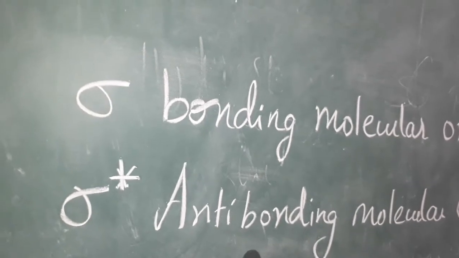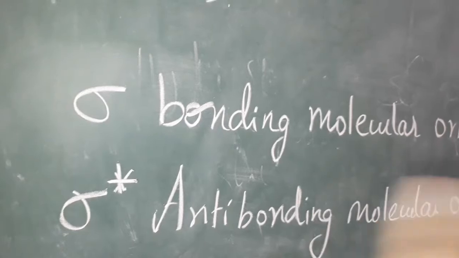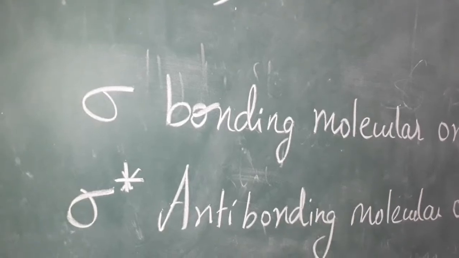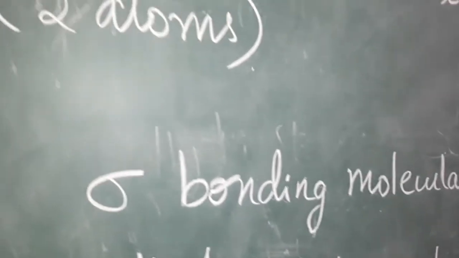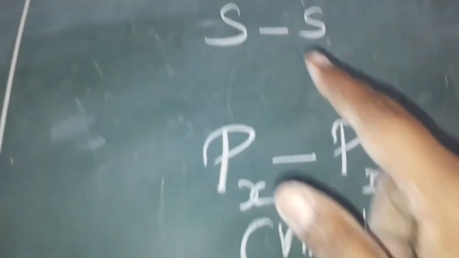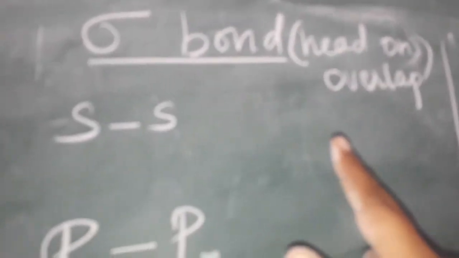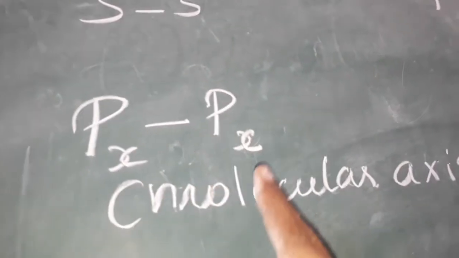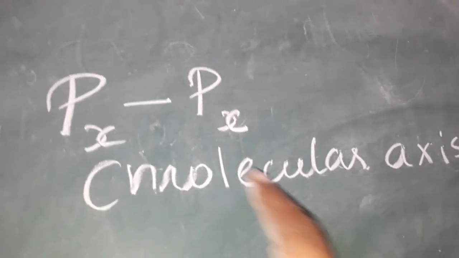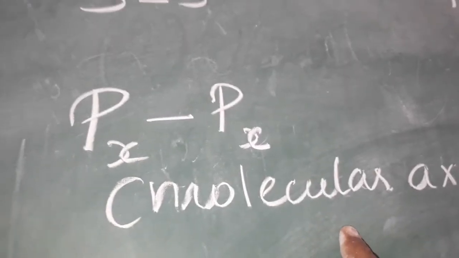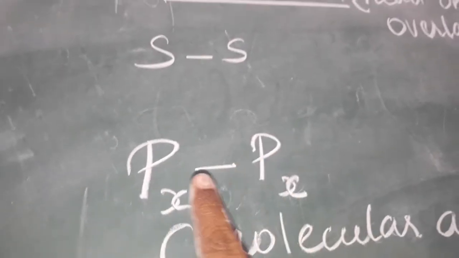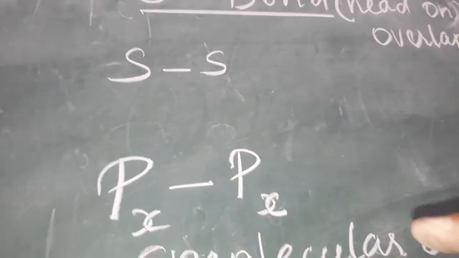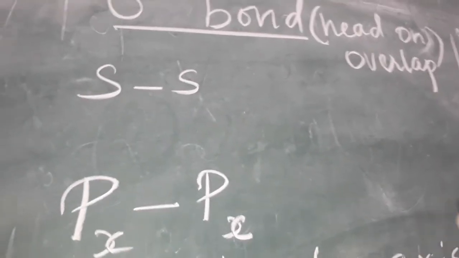Likewise, what is pi? A pi bond is formed by side-wave overlap. Pi also has pi star. Pi means bonding molecular orbital, pi star means anti-bonding molecular orbital. And how do you form the sigma bond? By head-on overlap. S orbital and s orbital head-on overlap form the sigma bond. The same way px. In this book the molecular axis is taken as the x-axis, so the orbitals along the molecular axis combine head-on and form the sigma bond.